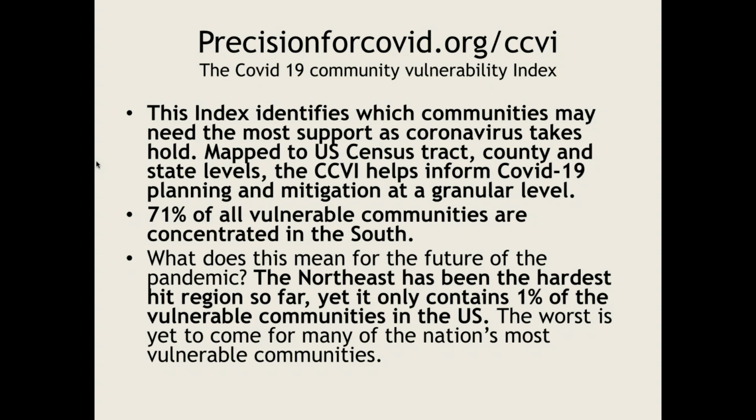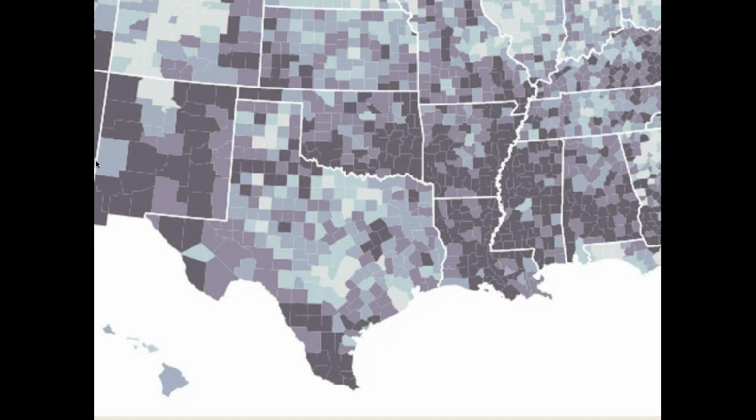So they're predicting the worst is yet to come for many of the nation's most vulnerable communities. The darker areas are the more vulnerable communities. Of course, we have seen spikes the last few days in Arkansas. Richard is going to be talking about the prison populations.